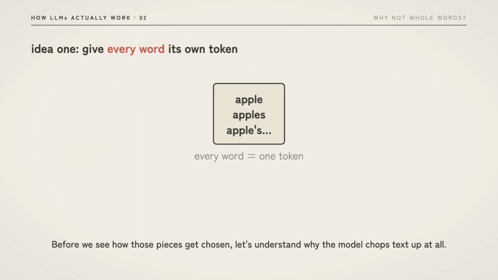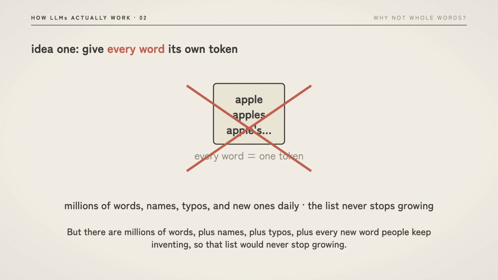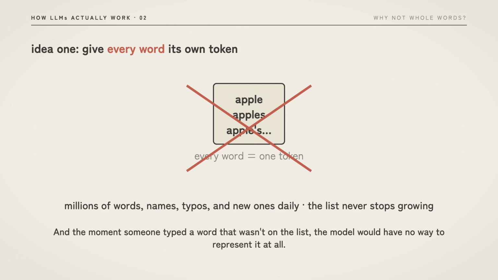Before we see how those pieces get chosen, let's understand why the model chops text up at all. You might think the obvious move is to give every whole word its own token. But there are millions of words, plus names, plus typos, plus every new word people keep inventing, so that list would never stop growing. And the moment someone typed a word that wasn't on the list, the model would have no way to represent it at all.